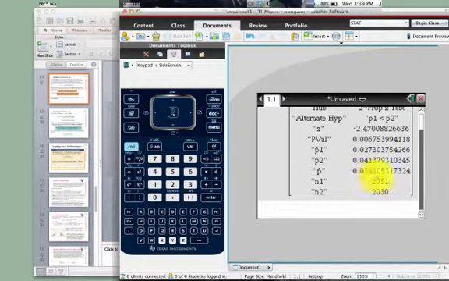Here's our P hat sub C. We should write that down. Here's our p-value. Here's our test statistic. We have all the same information, and we compare our p-value to our significance level of 0.01, and we still conclude that we should reject the null hypothesis.